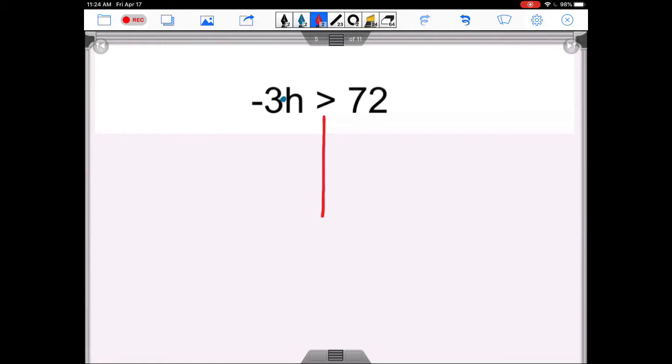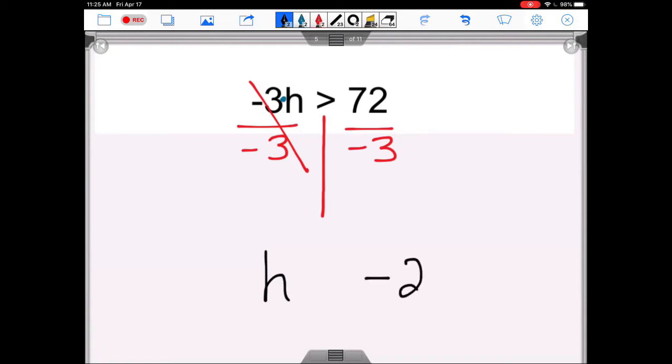The opposite of multiplication would be to divide each side by -3. -3 divided by -3 makes 1, and we're left with our variable of h. 72 divided by -3 is going to make -24. But here's where the tricky part comes in.